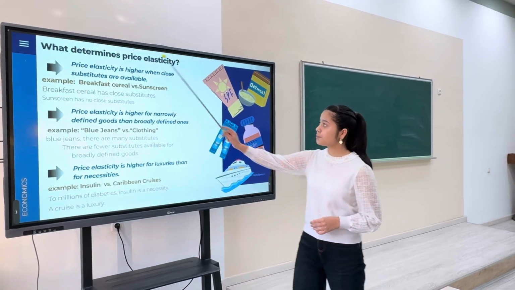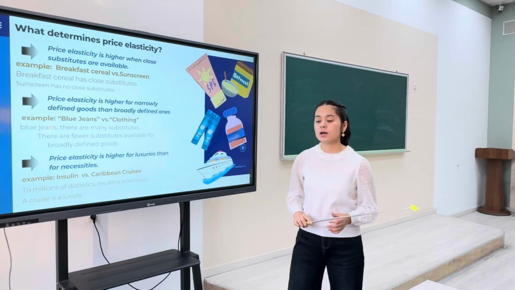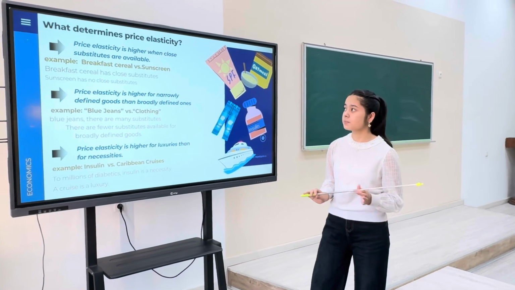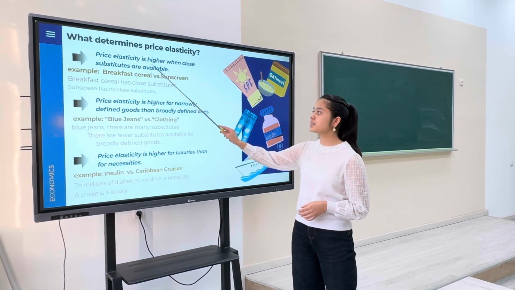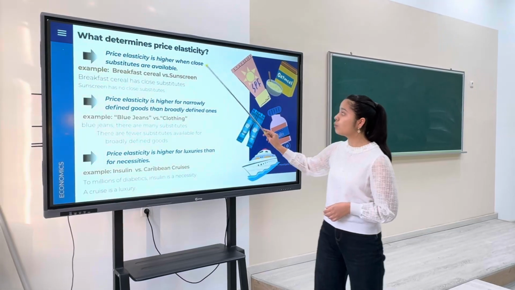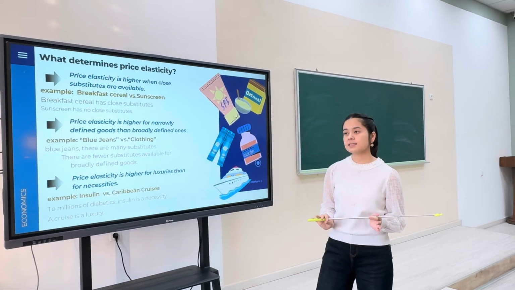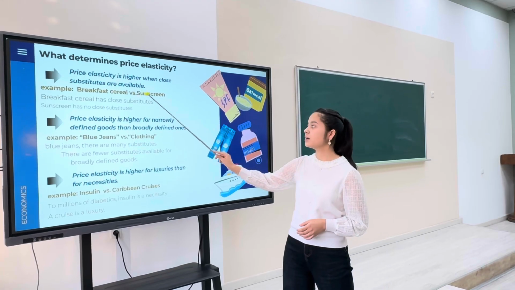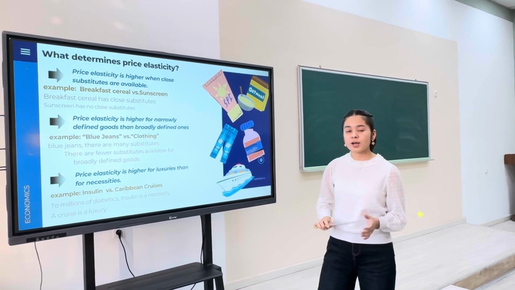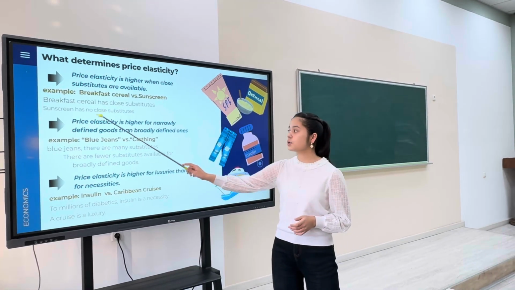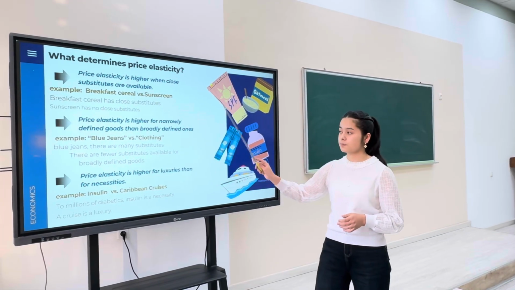What determines price elasticity? There are some influencers of price elasticity. The first one is that price elasticity is higher when close substitutes are available. We can take breakfast cereal and sunscreen as an example. Breakfast cereal has close substitutes and sunscreen has no close substitutes.